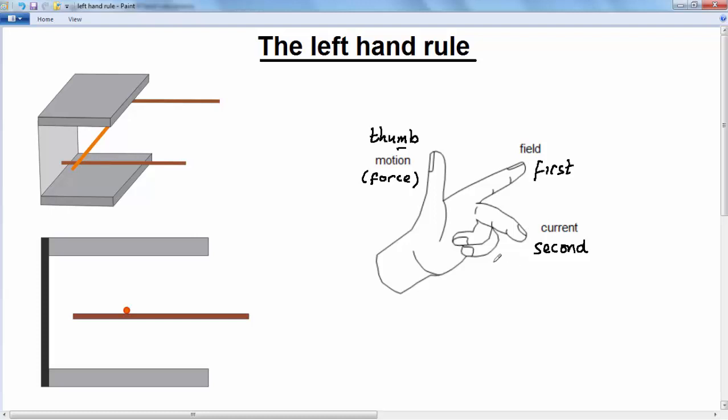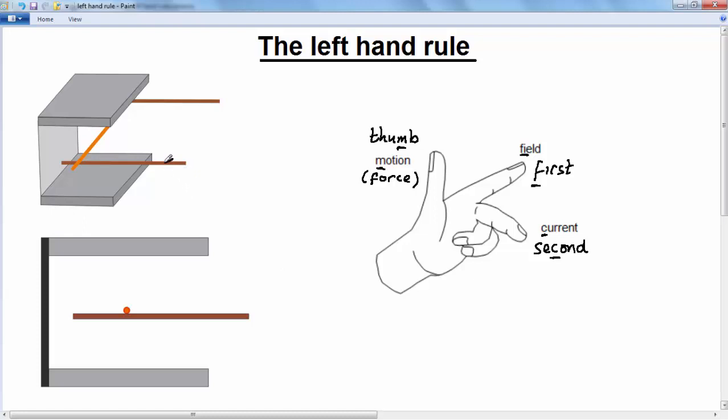And so just to help us, we've got thumb, M, for motion. We've got first finger, F, for field. And then the current, that's the C in second, to help us remember. So what you've got to do is hold your hand in that position and turn it and twist it around until you get the field and the current in the right direction. Let's have a look at an example.